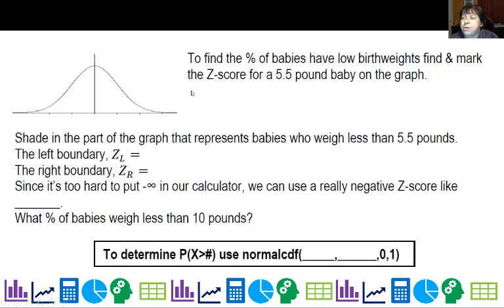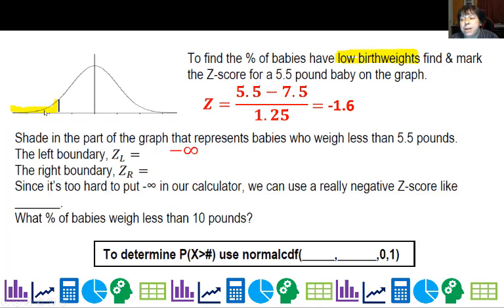Now let's look at the percent of babies who have low birth weights. We'll find and mark the z-score for a 5.5 pound baby. That's what's considered a low birth weight. So first I have to calculate the z-score, and I get negative 1.6, which is here. And I want low birth weight, so that's to the left. On the boundary here, in theory, the left boundary is negative infinity, but we're going to end up using a substitute number. The right boundary is actually my z-score, negative 1.6. Since it's too hard to put negative infinity in our calculator, we pick a big number compared to this 0, 1, 2, 3, which is negative 1,000.